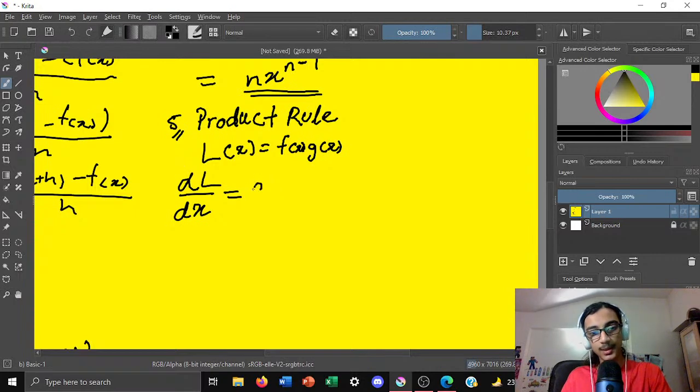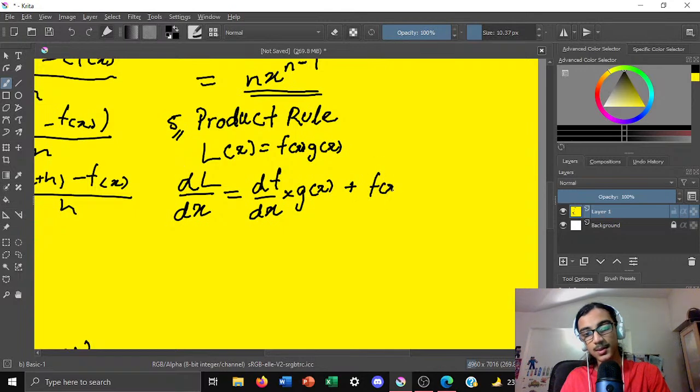So you get df dx into g of x plus f of x into dg dx. So basically, it's not df dx into dg dx, right? It's not that. It is df dx into g of x plus f of x into dg dx.